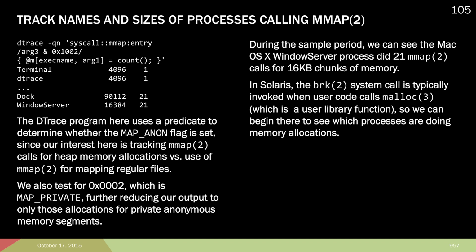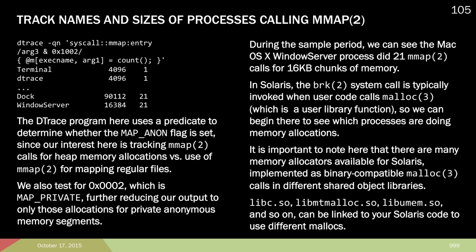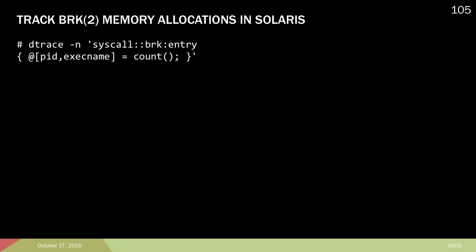In Solaris, the brk system call is typically invoked when a user calls malloc, which is a user library function. So we can begin there to see which processes are doing memory allocations. It is important to note here that there are many memory allocators available for Solaris, implemented as binary compatible malloc calls in different shared object libraries: libc, libmtmalloc, libumem, and so on. These can be linked to your Solaris code to use different mallocs. Now let's trace the brk memory allocation in Solaris.